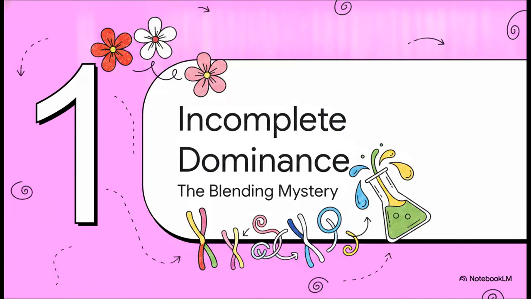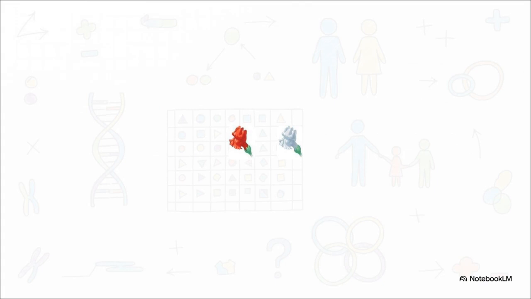All right, let's kick things off with number 1, incomplete dominance, also known as the blending mystery. Now, Mendel would absolutely tell you that if you cross a dominant red flower with a recessive white flower, well, the red completely overtakes the white, right? You just get all red offspring.